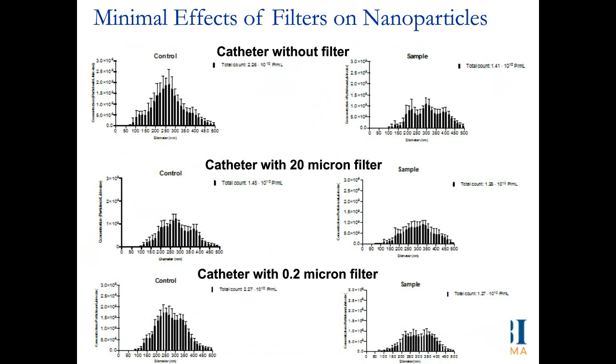But when we look at nanoparticles, we really didn't see an impact at all with either the 0.2 or 20 micron filter. We see very little reduction of nanoparticles. So we're seeing overall billions of nanoparticles in all of these samples, with or without the filter.